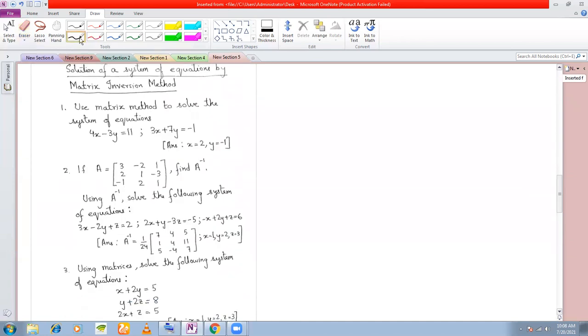Okay, so let us see this. Question number 1. Use matrix method to solve the system of equations. Now your first step will be to write down the equations in such a manner that x is below x and y is below y. You write it here: 4x minus 3y is equal to 11, and you write 3x plus 7y is equal to minus 1. Okay, so x is below x and y is below y.